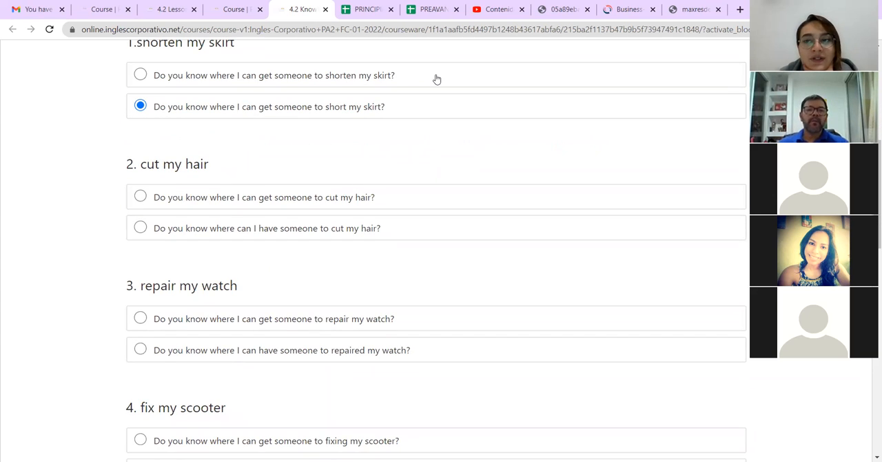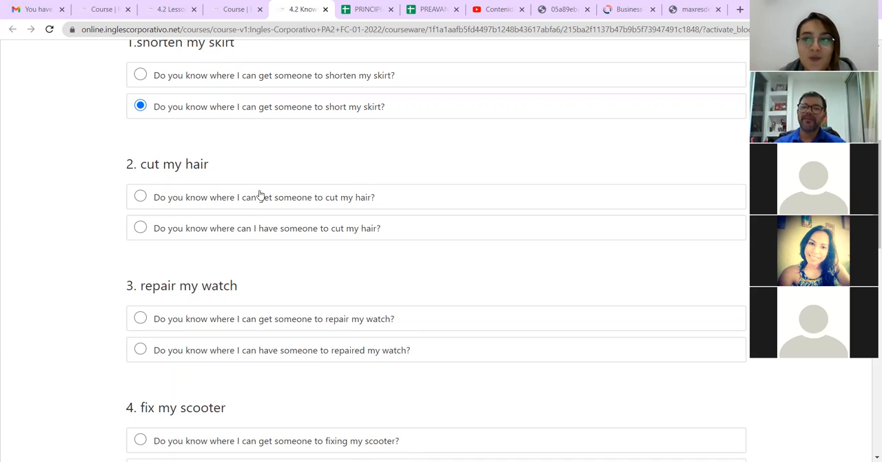Who wants to do number two? ¿Quién quiere leer number two? Me, Alexander. Go ahead. Cut my hair. Do you know where I can get someone to cut my hair? Do you know where can I have someone to cut my hair?